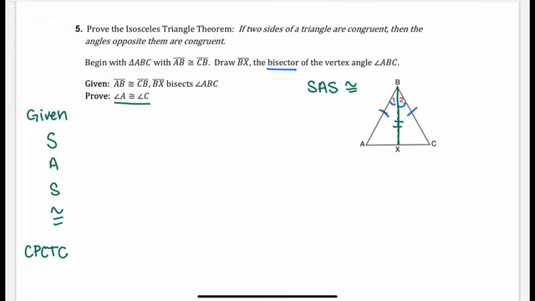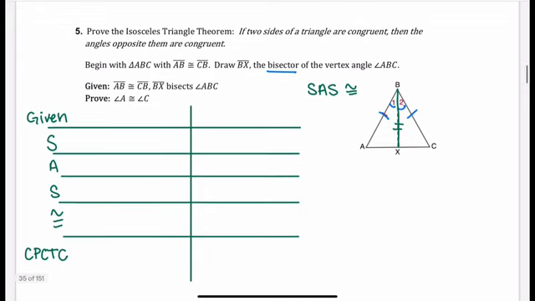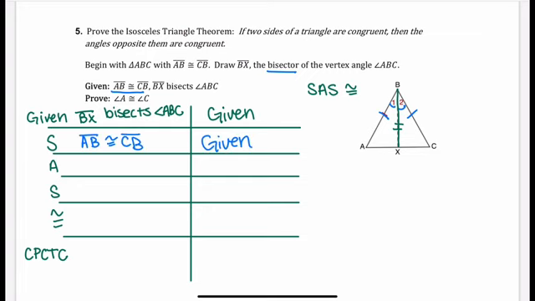So this is a lot like the proofs we learned last time. So I want to use as my first statement the given information that is not part of my side angle side, this prerequisite information that BX bisects angle ABC. Now we have another piece of given information where AB is congruent to CB. That's going to be one of our sides. That information is also given.